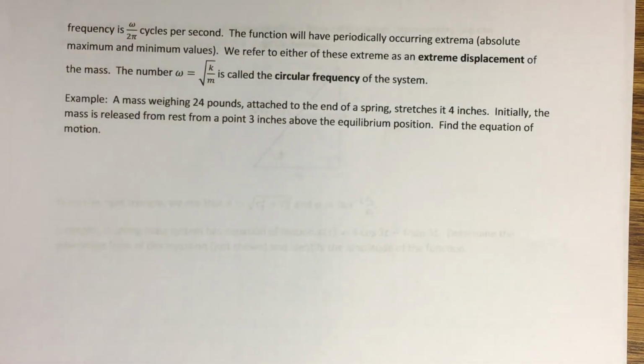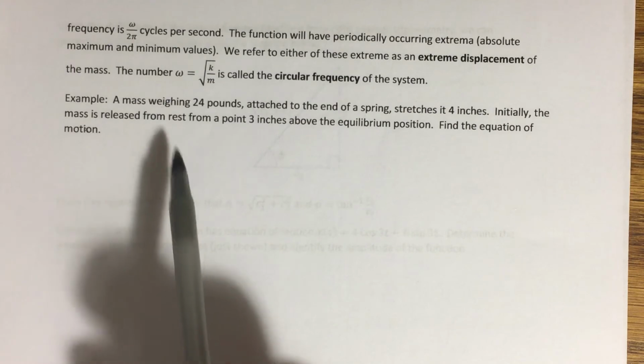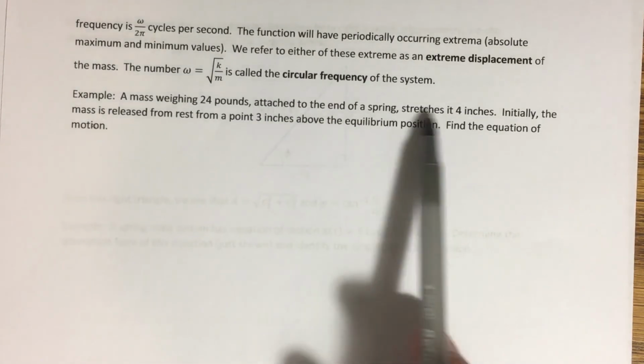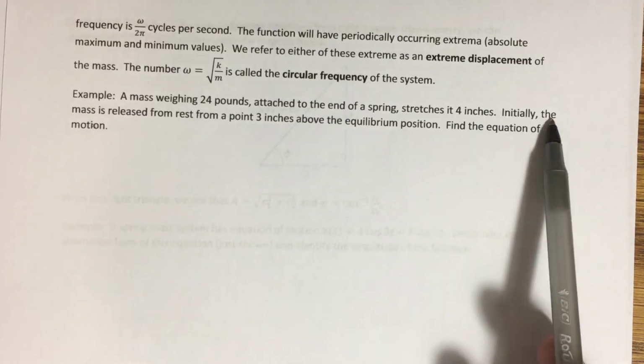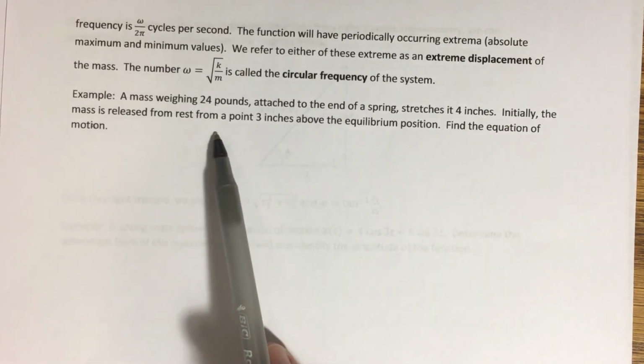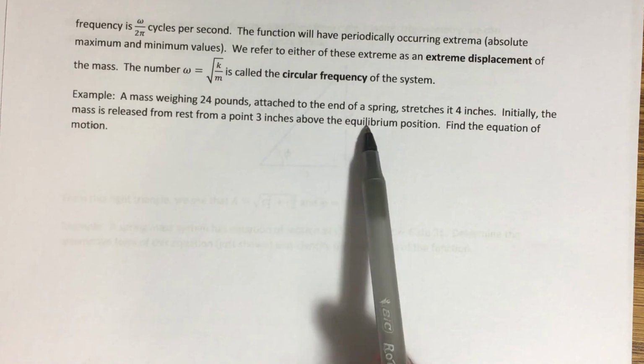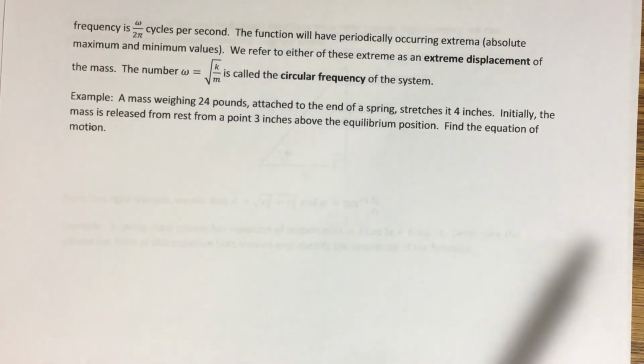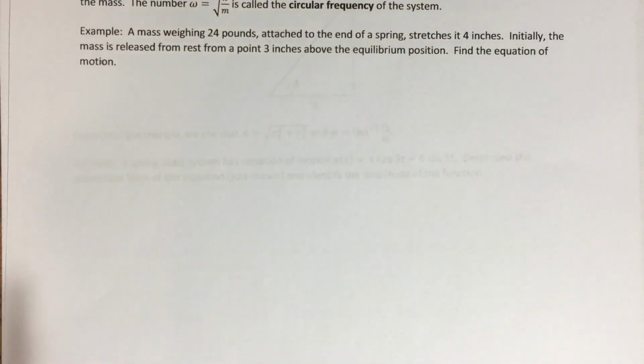Okay, I want to look at an example really quick. So a mass weighing 24 pounds attached to the end of a spring stretches it 4 inches. Initially, the mass is released from rest from a point 3 inches above the equilibrium position. Find the equation of motion. Okay, you could draw a diagram for this. You actually don't really need to if you know what to do with these quantities.